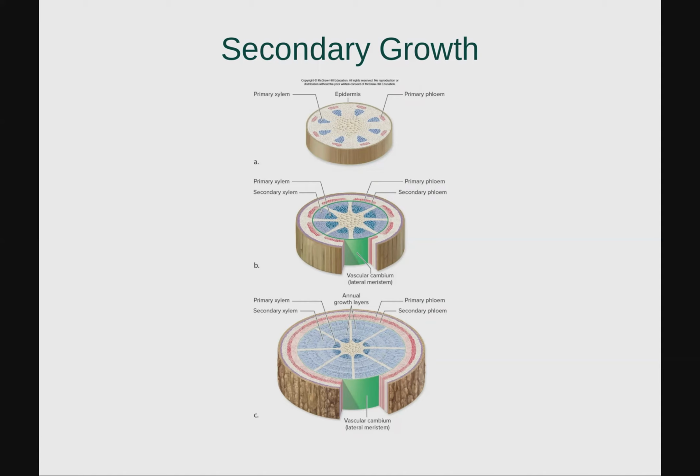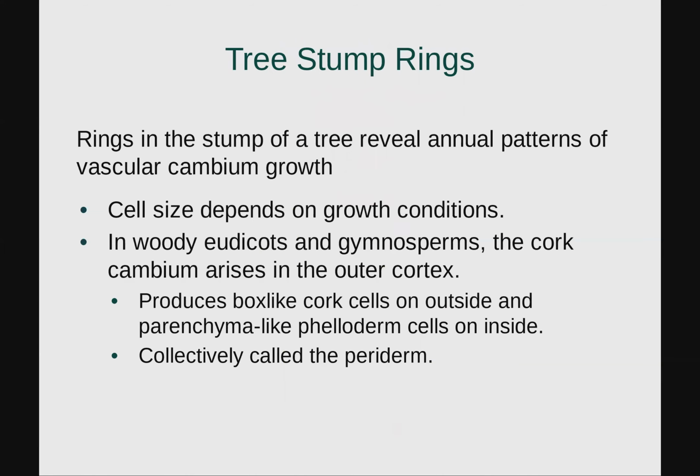It's all connected, but you can see these tree rings here. We have the annual growth ring. So again, it's pushing it out year by year by year, giving it that level of secondary growth, which leads us to talking about the tree stump rings.